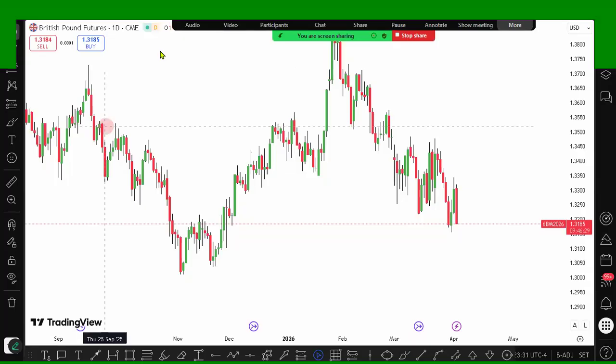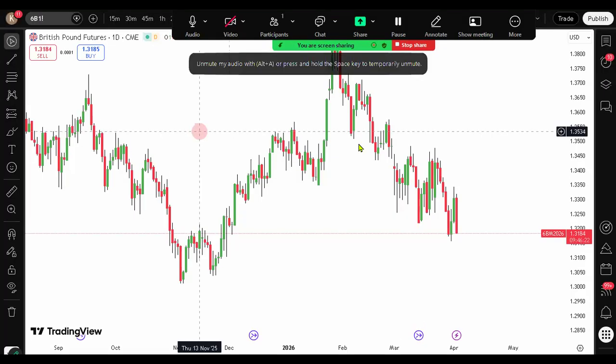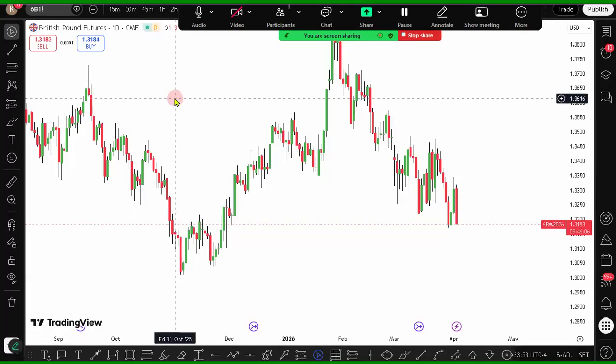On the GBP/USD, we have this. So here we have the GBP/USD, which is... I'm looking at the institutional chart, which is the futures of the pound.